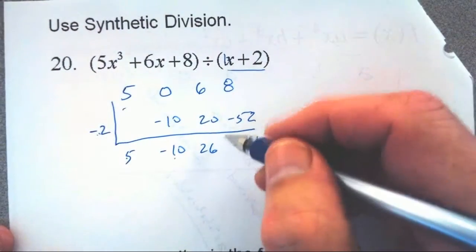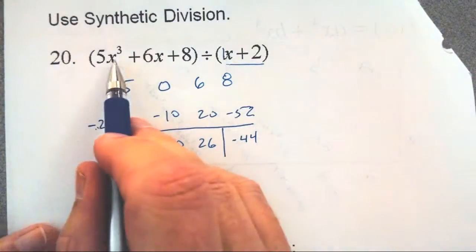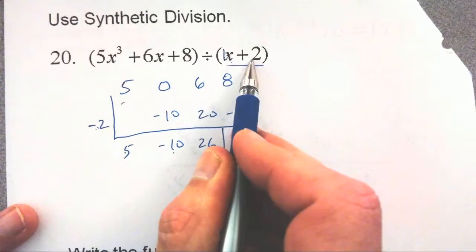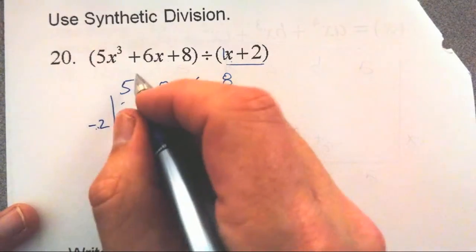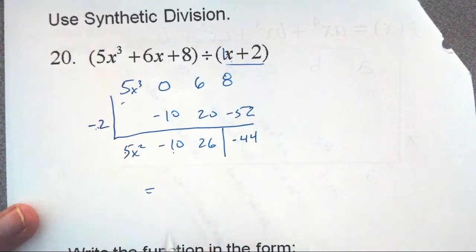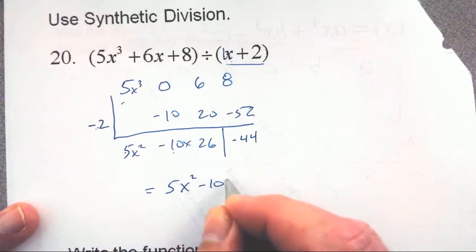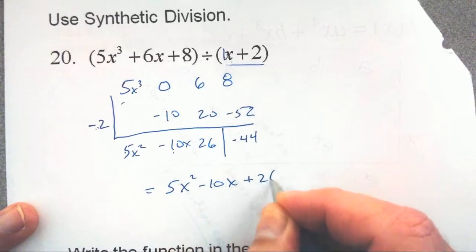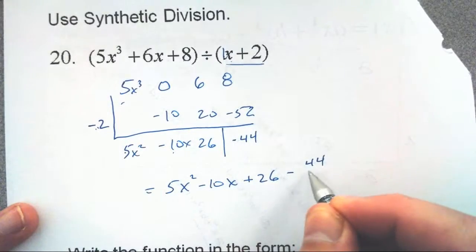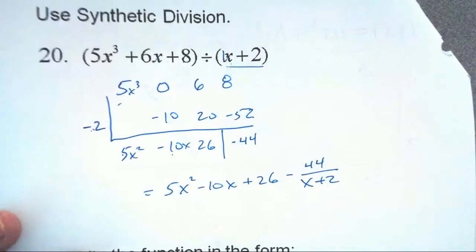Here's how we interpret that. A lot of people will put a line right there. 5x cubed plus 6x plus 8 divided by x plus 2 is equal to, if this was an x cubed, this becomes an x squared, etc. So I get 5x squared minus 10x plus 26, and our remainder is minus 44, and that is yet to be divided by x plus 2.